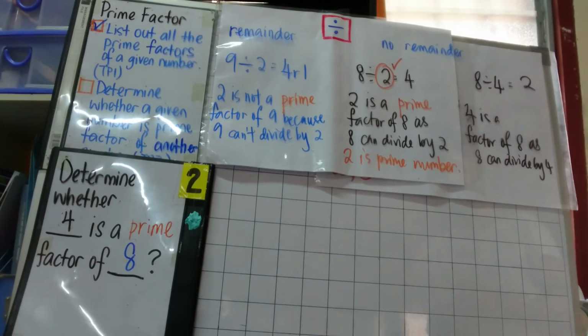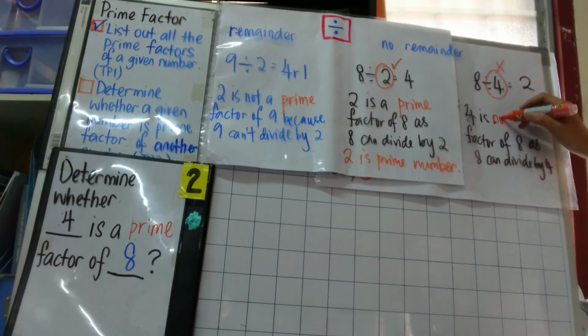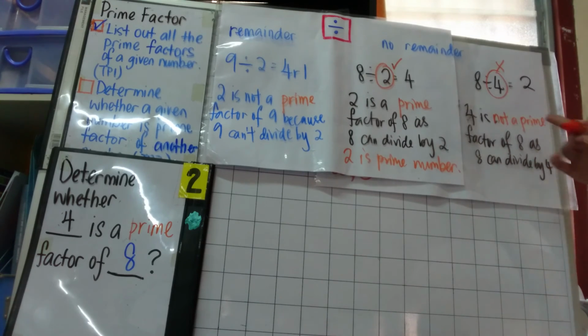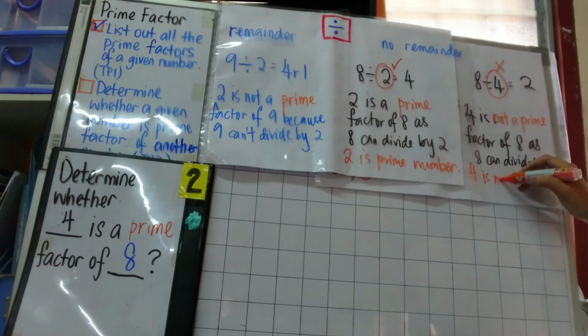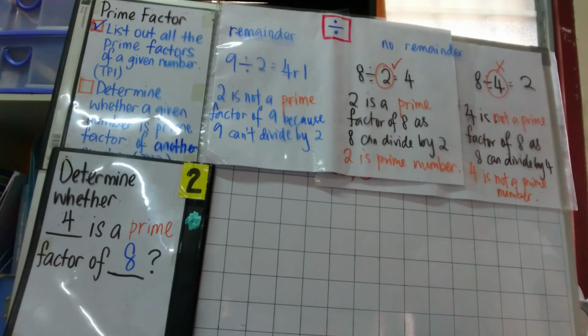And don't forget to check the condition of prime with number 4. Is 4 a prime number? No. So the conclusion will be 4 is not a prime factor of 8. Even though 8 can be divided by 4, 4 is not a prime number. So this is how we make the conclusion after we perform our division to check it.